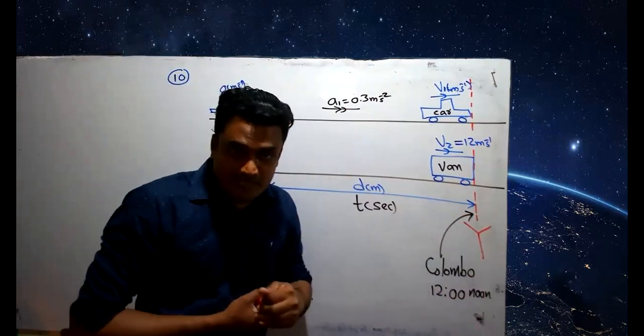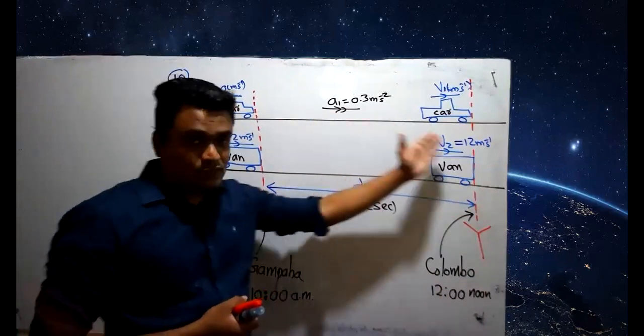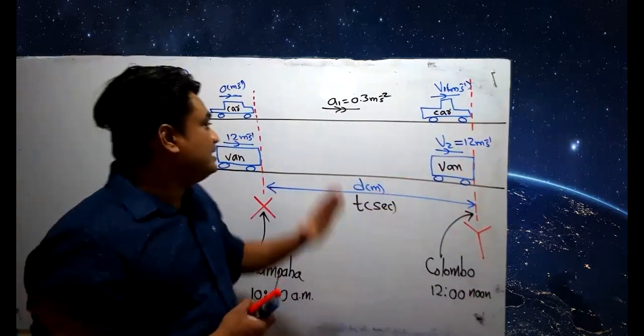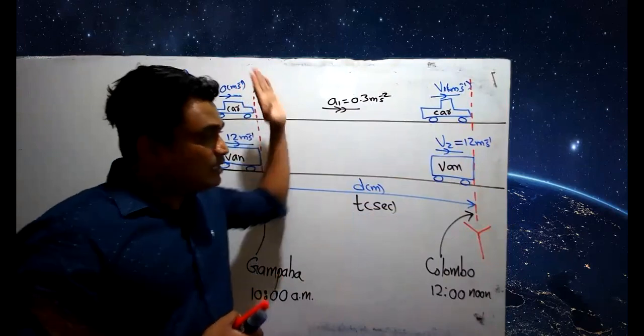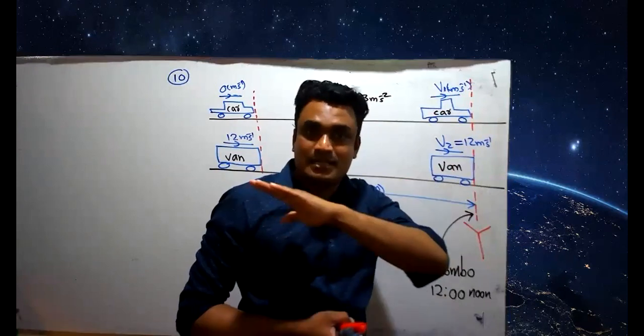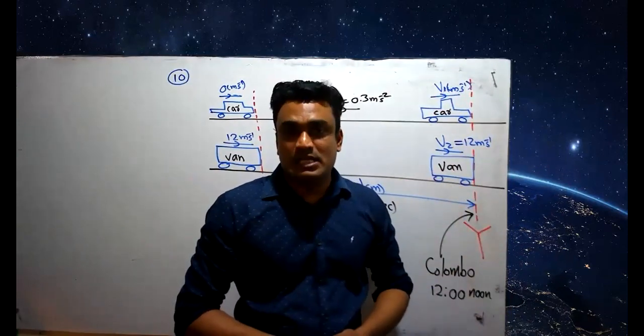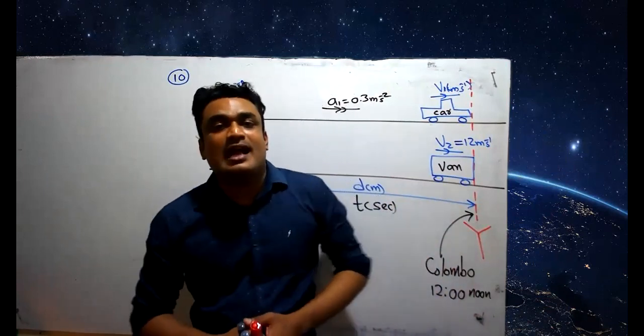But there is a difference: the van travels with constant velocity and the car travels with constant acceleration. But they start at the same point at the same time. They reach the same point at the same time. They have traveled the same distance within the same time duration. One is with constant velocity, the other one with constant acceleration.